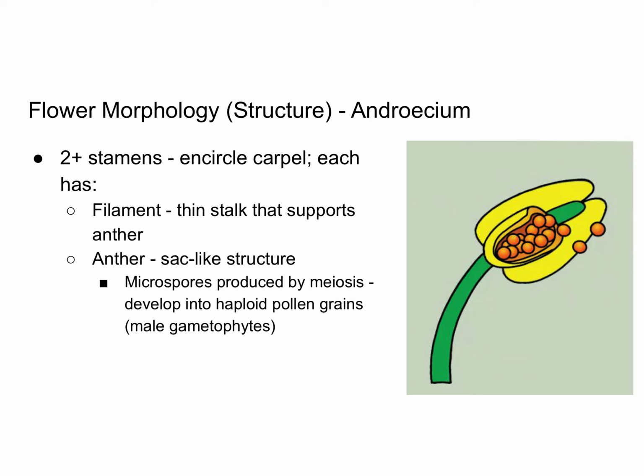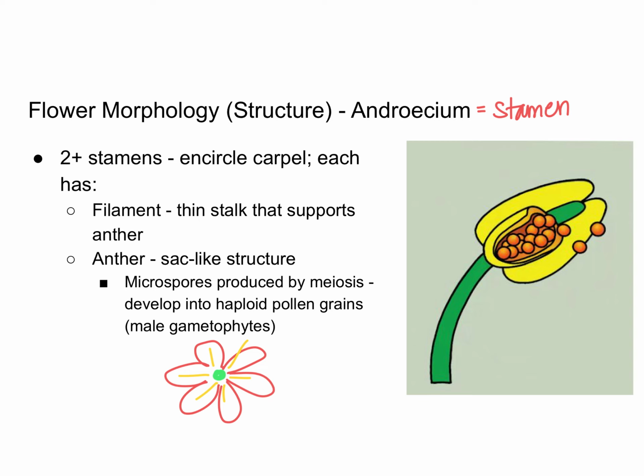Now let's take a closer look at the androecium, which remember is also known as the stamen. And this is the male structure that is ultimately going to produce male spores and pollen. So typically, if we were looking from the top down at a flower, the carpel is usually right in the middle. And then the stamen are kind of sticking up and out around the carpel.